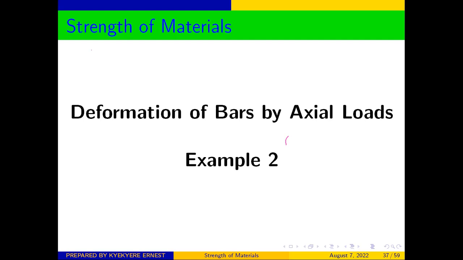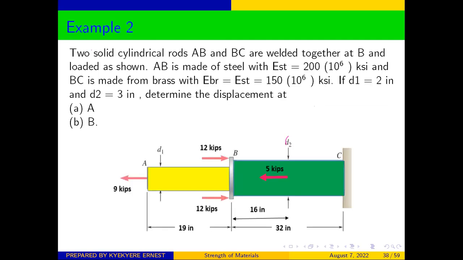Let's look at our question today and see how we are going to solve that. Two solid cylindrical rods, AB and BC, are welded together at B and loaded as shown. AB is made of steel with modulus of elasticity 2000 times 10 to the power 6 KSI, and BC is made of brass with modulus of elasticity equals to 150 times 10 to the power 6.